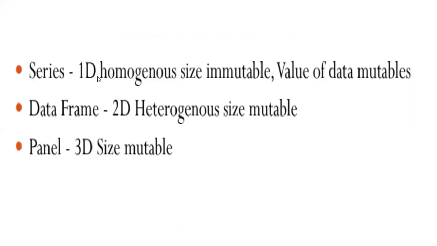So series is a 1D homogeneous data structure. What is homogeneous? That means same data type. That is called homogeneous. And the size is immutable. Value of data is mutable. And if you see the data frame, anyhow, we are not going to study data frame today, but still, data frame is two-dimensional, heterogeneous and size is mutable. Here size is immutable and here the size is mutable. That is the main difference between the series and the data frame.